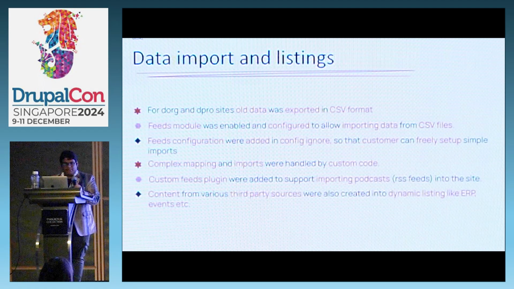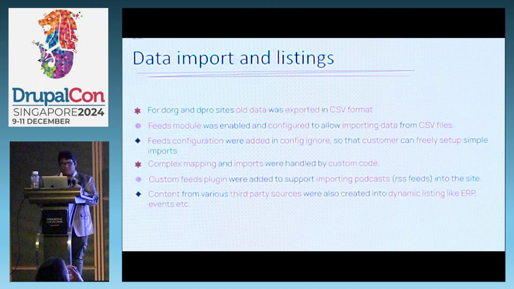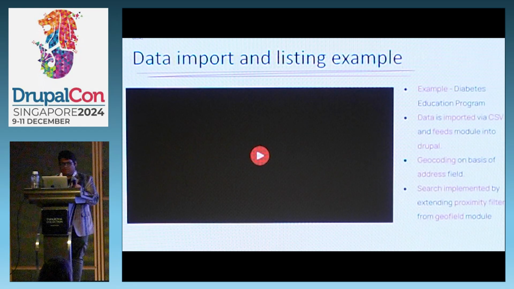Then we added custom Feeds plugins for more complex imports like podcasts, and we imported content from various third-party sources as well to create dynamic listings, like an ERP listing, for example. So let's have a look at an ERP listing example here.